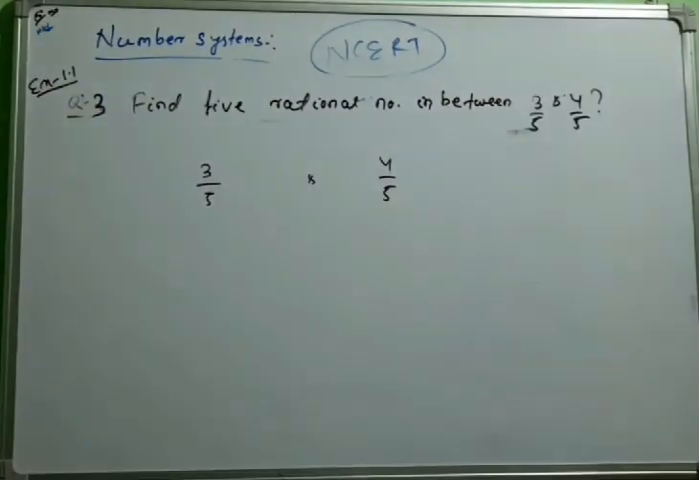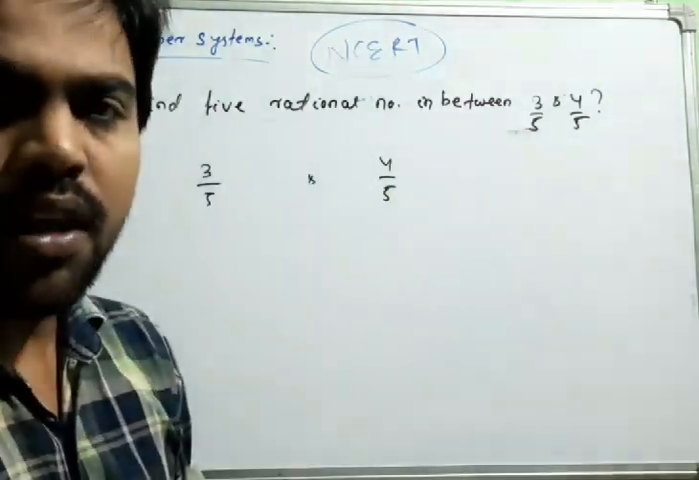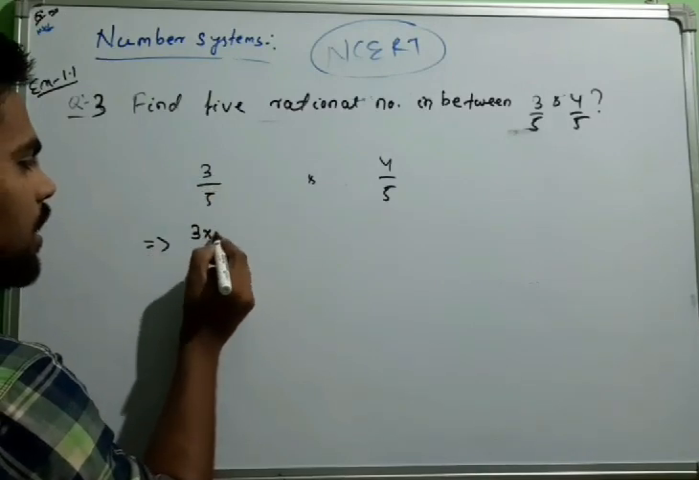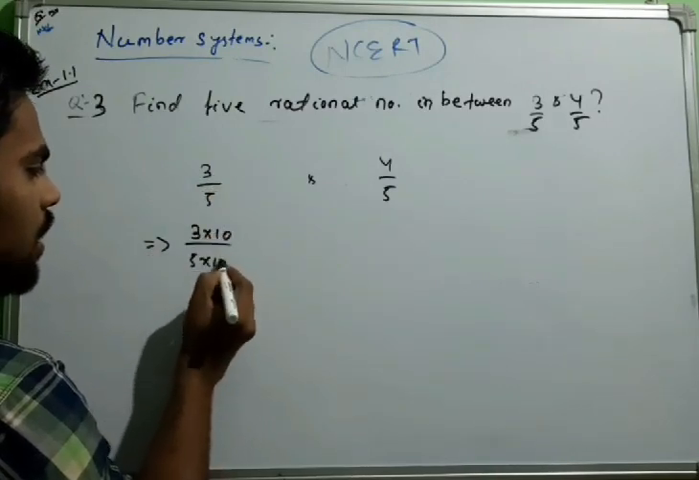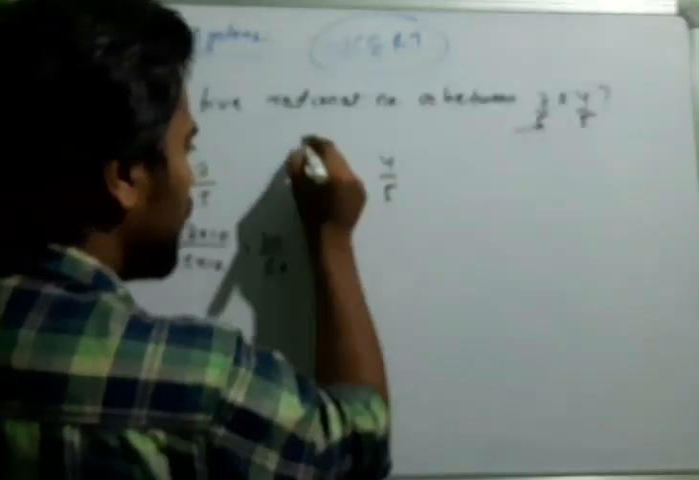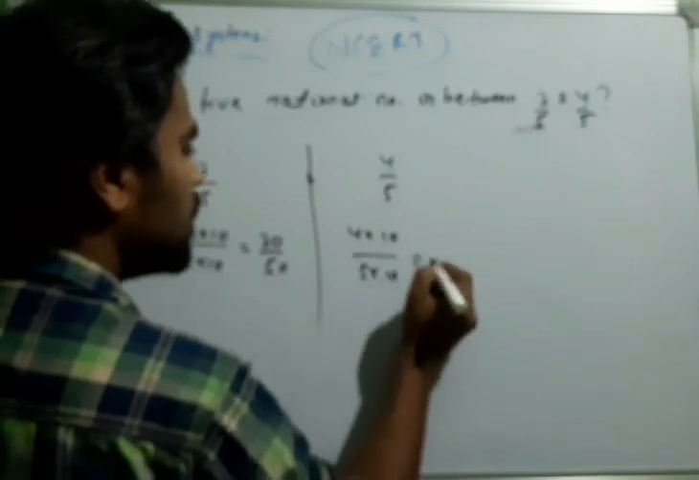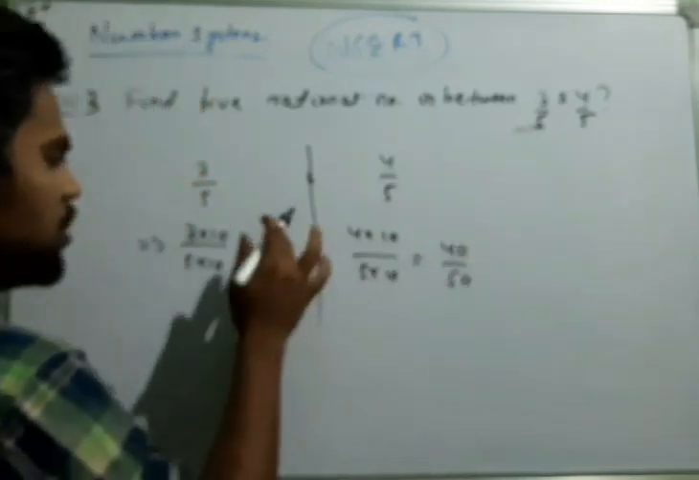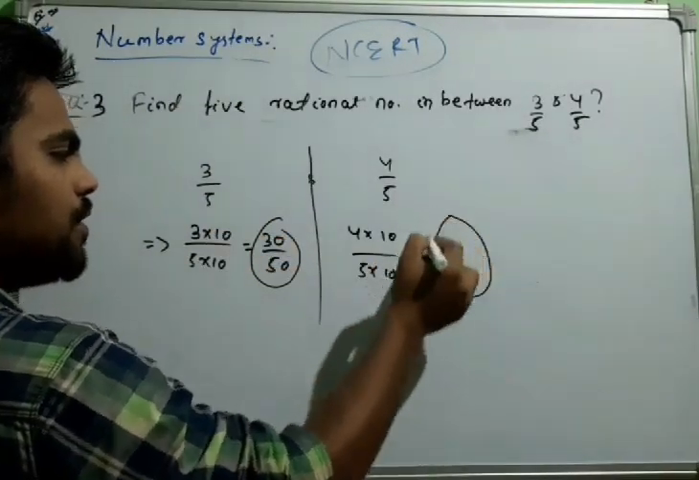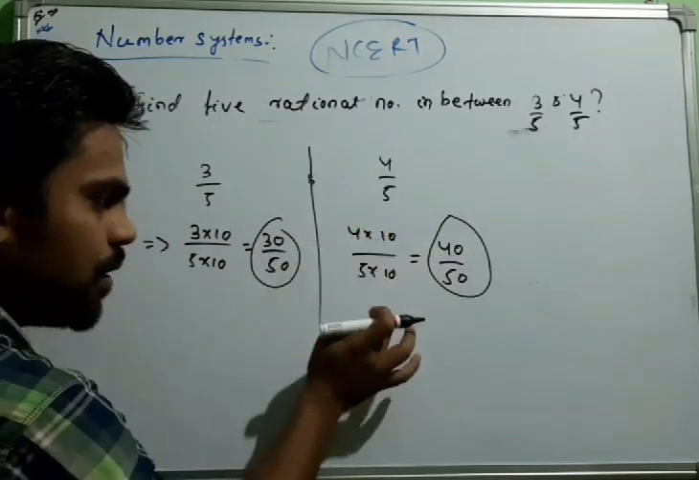Clear or not? So here just see, after 3 already 4 will come, but you cannot get 5 rational numbers. Now what you do, you have to multiply by 10. 3 into 10 and 5 into 10, so now it will come 30 divided by 50. Also you can multiply 4 into 10 divided by 5 into 10. This is 40 by 50. Now just see, 3 by 5 is converted into 30 by 50 and 4 by 5 is converted to 40 by 50. Now after 30 you can make 31 by 50, 32 by 50, like this.